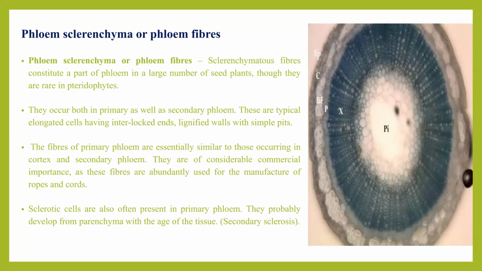Sclerotic cells are also present in the primary phloem, and they develop from the parenchyma with the age of the tissue, that is secondary sclerosis.